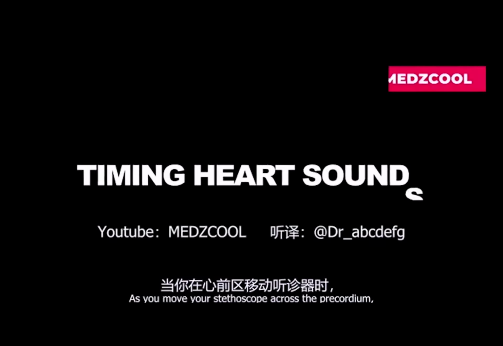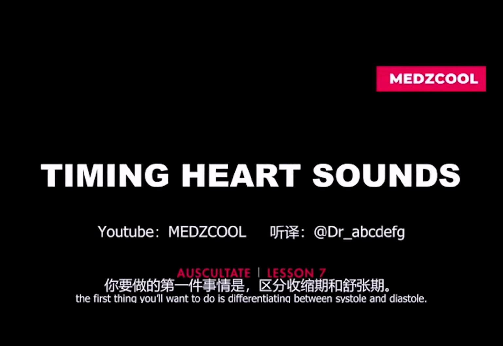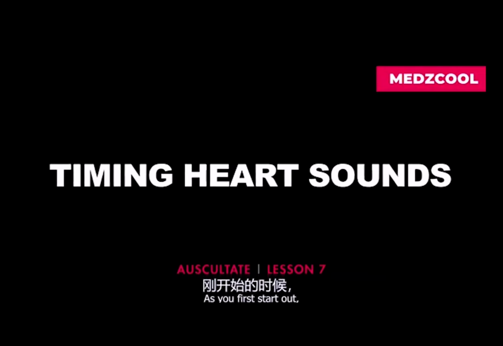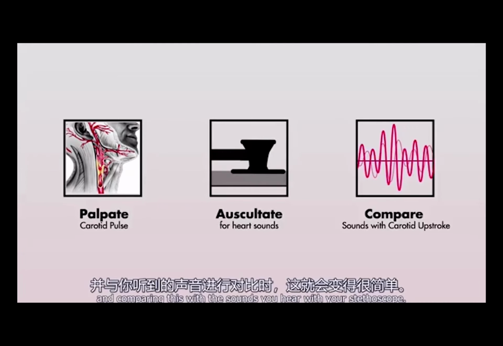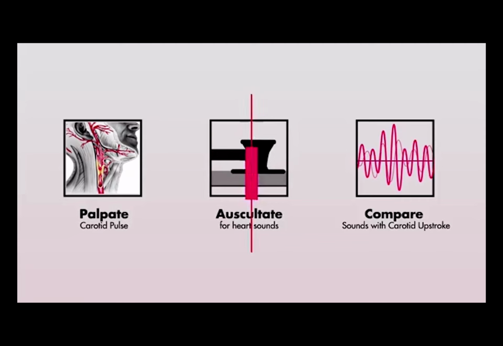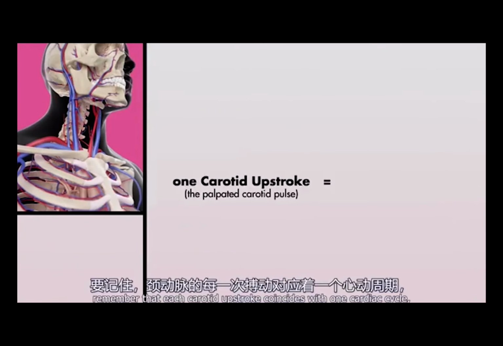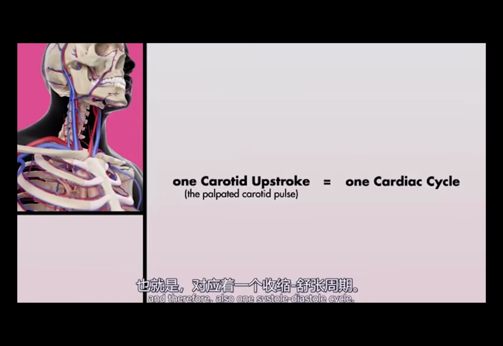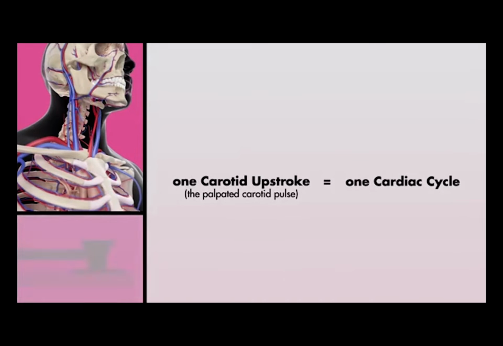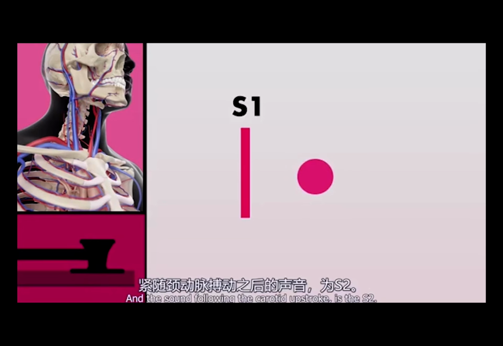As you move your stethoscope across the precordium, the first thing you'll want to do is differentiate between systole and diastole. As you first start out, this might be a difficult skill to learn, but this is easily accomplished by palpating the right carotid pulse as you auscultate and comparing this with the sounds you hear with your stethoscope. As you palpate the carotid pulse, remember that each carotid upstroke coincides with one cardiac cycle, and therefore also one systole-diastole cycle. The first sound you hear before the carotid upstroke is S1, and the sound following the carotid upstroke is the S2.